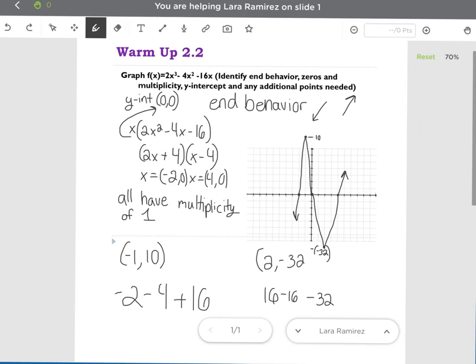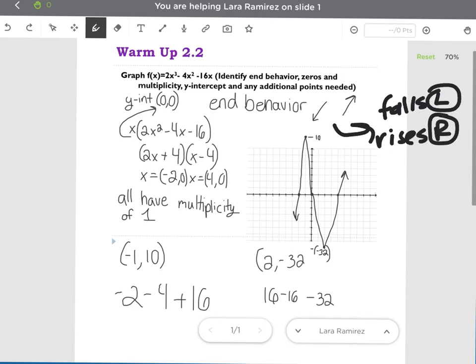All right, so the directions said to graph by identifying the end behavior, the zeros, the multiplicity, the y-intercept, and the additional points that you might need. Okay, a lot to graph here. So the end behavior: because the highest exponent is odd and the number in front is positive, this means it points up to the right, or falls left and rises right. So that's the only thing I would say if you're going to put it into words. Falls left, rises right. Okay.